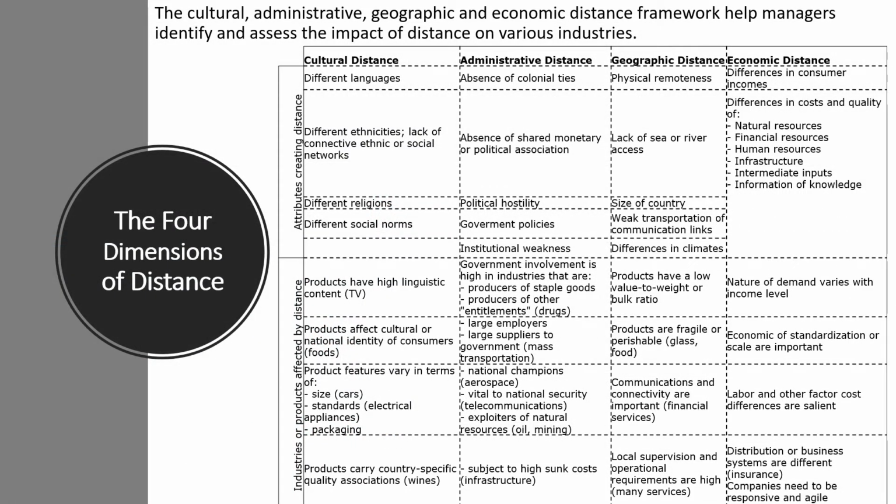There are 4 dimensions of distance. On the chart, you will find them. They are cultural distance, administrative distance, geographic distance, and economic distance. These dimensions are formed by 2 sections: attributes creating distance and industries or products affected by the distance. Jollibee has to take a look at each one in order to check the ones that apply to their business and find strategies for each one with the objectives per strategy and align them to a plan with activities by department and responsible.